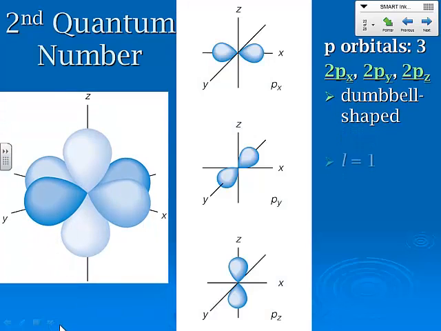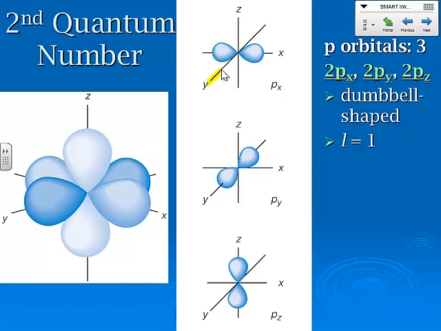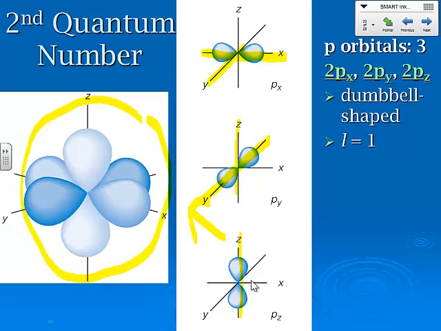They're dumbbell shaped, and they all have an L equals 1 value, because that second quantum number just tells us the shape of them. There's 3 because you have one on the x-axis, one on the y-axis, and one on the z-axis. When you put all 3 of them together, you get this big kind of conglomerate.